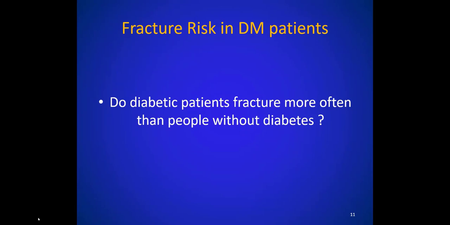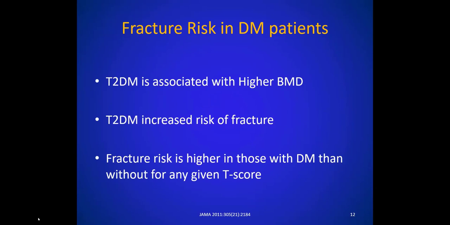And I just mentioned this, that those patients, especially... There have been many studies done in this field to look at the patient with diabetes comparing to non-diabetic patients, or to compare type 1 with type 2 or pre-diabetes. And those studies found that the type 2, for example, diabetic patients, they're having a higher BMD, but at the same time, they're having a very high risk of a fracture. And the fracture risk at any given T-score for diabetic patients is way higher than patients without diabetes.